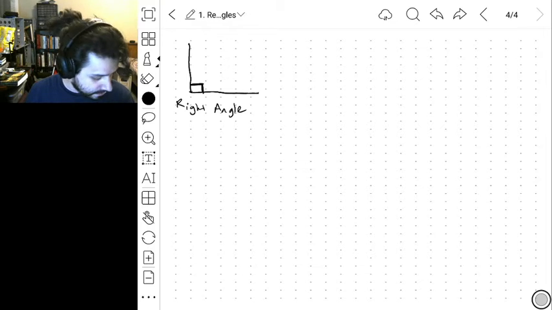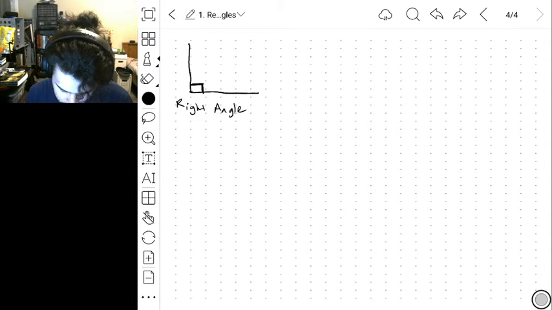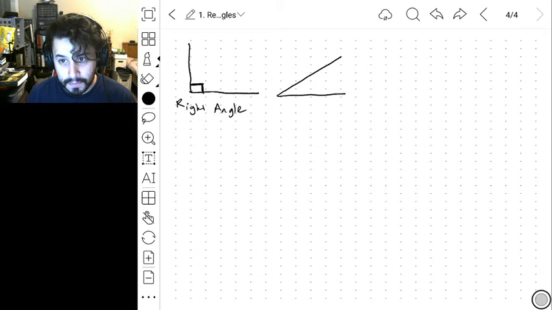Now, if we have an angle that is smaller than 90 degrees, we've been over this before, we usually call this an acute angle.